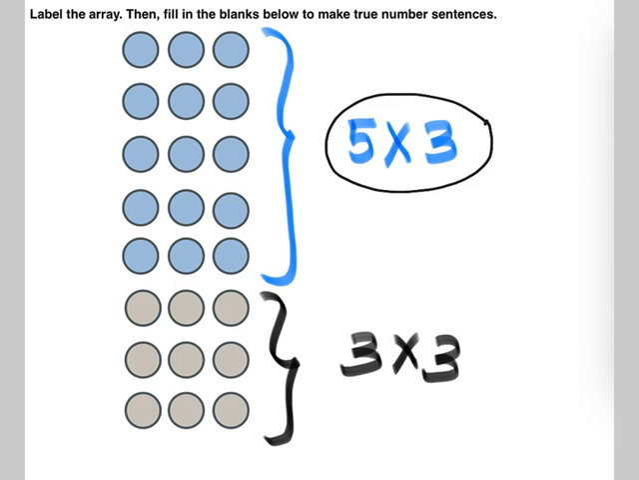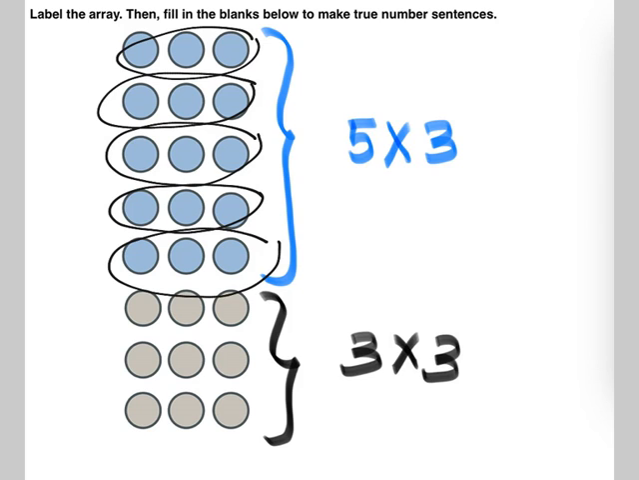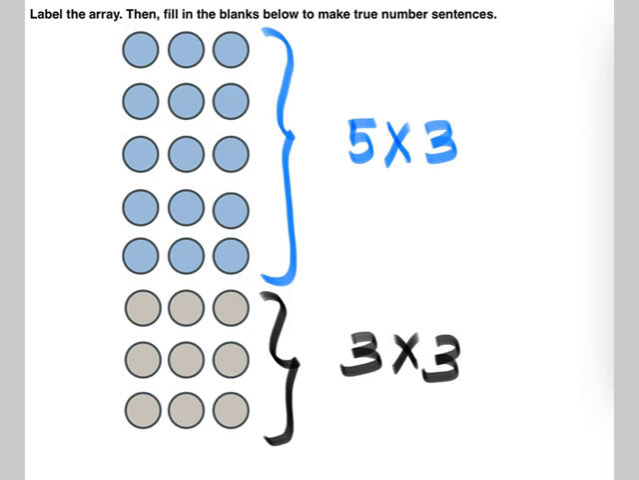The blue circle represents 5 groups of 3. It is also called 5 times 3. So this is the first group of 3. This is the second group of 3, third group of 3, fourth group of 3, and this is the fifth group of 3. So there are 5 groups of blue circles. That is why it's labeled as 5 times 3.